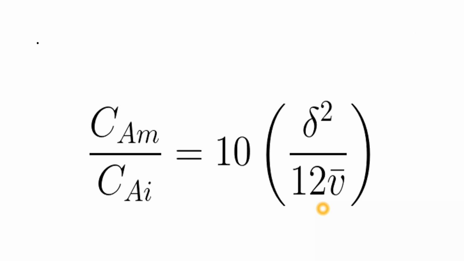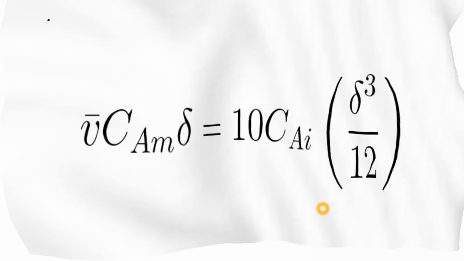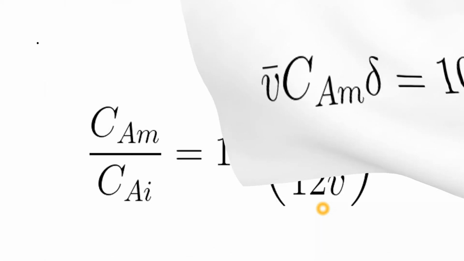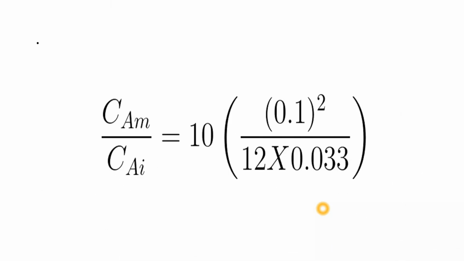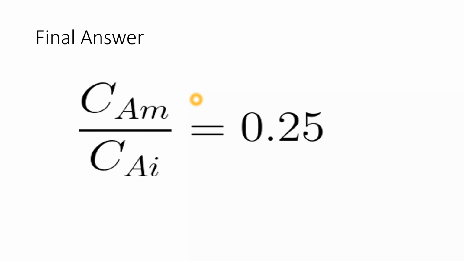And we take Cm over here, Ci in the bottom, so we will get Cm upon Ci is equal to 10 delta square upon 12 v bar. We have been given the average velocity, you know very well, 0.033, and we have delta 0.1 square. From this we get Cm upon Ci is equal to this answer.